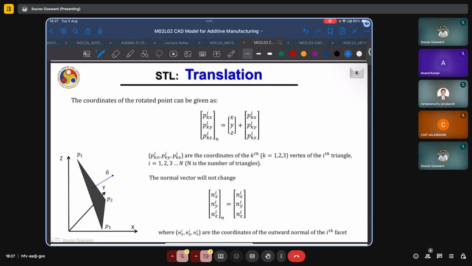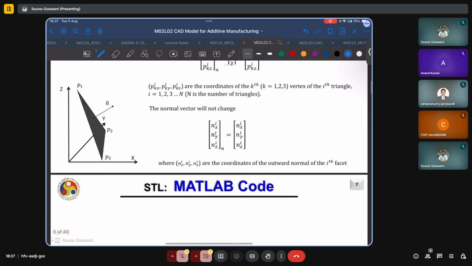What is the case for translation? As you know, pure translation is one where the point is simply moved parallel to itself along straight lines or along smooth curves without giving it any rotation. Thus, the new coordinates of the point can simply be obtained by adding the displacement along the x, y, and z directions to the original point. And the normal vector will not change because we are not imparting any rotation. Thus, the components of the unit normal will remain the same.